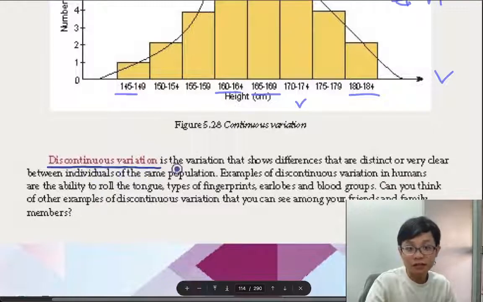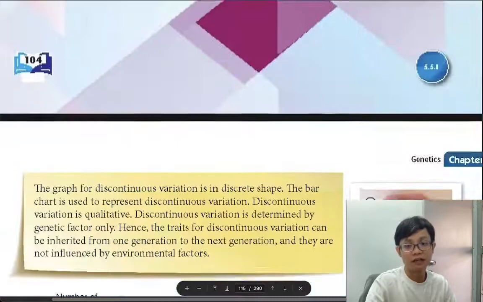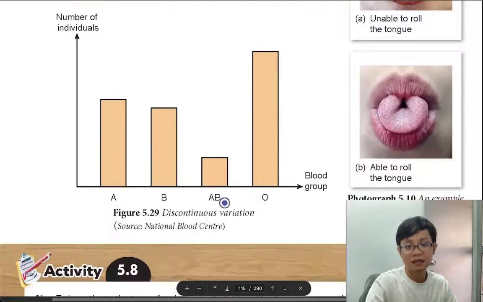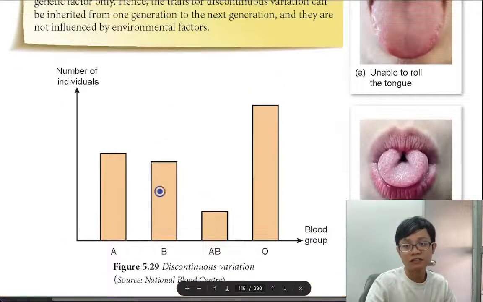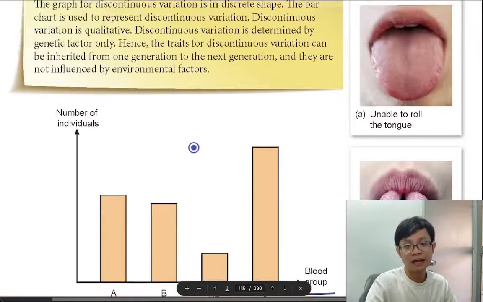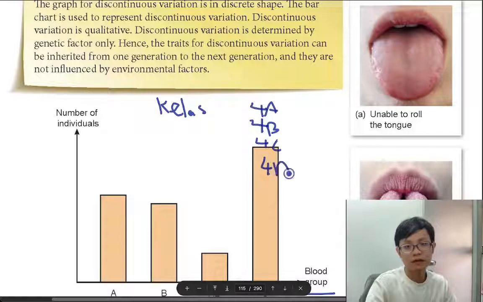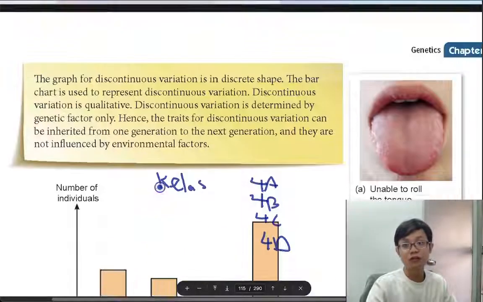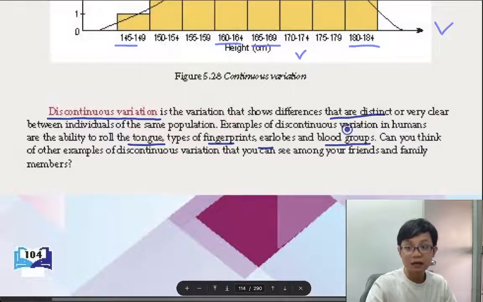Discontinuous variation shows differences that are very distinct. It's not a continuous range. For example, the ability to roll tongue, fingerprint, earlobe, and blood group. So we can see there is discontinuous variation in nature. For example, if I do the blood type for your classes, maybe 4A, 4B, 4C, and 4D, all of them show a different pattern. It shows distinct categories.